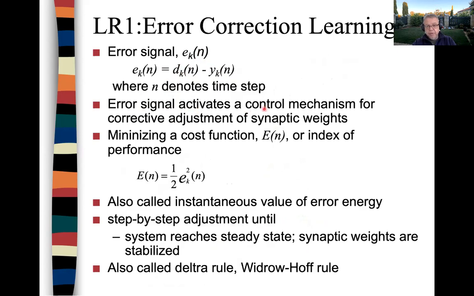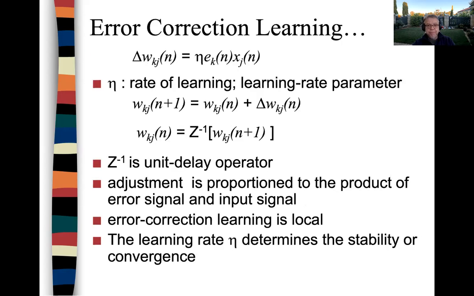The error signal activates a control mechanism for corrective adjustment of the synaptic weight, meaning that you use this error to correct the synaptic weight. You can do it by minimizing a cost function or an index of performance given by this formula: half the error EK squared. And this is called the instantaneous value of error energy. You perform a step by step adjustment until the system reaches steady state, synaptic weights are stabilized, they don't change. This is called the delta rule or the Widrow-Hoff rule.